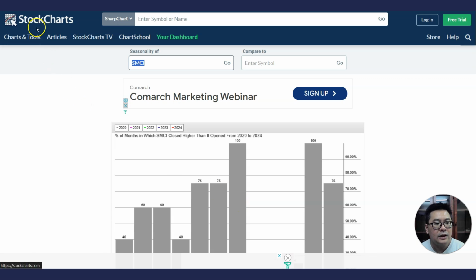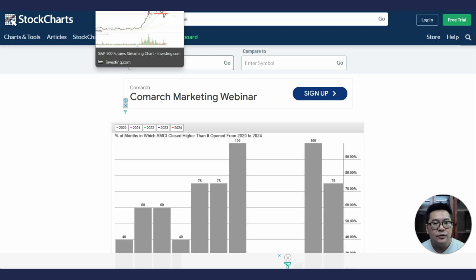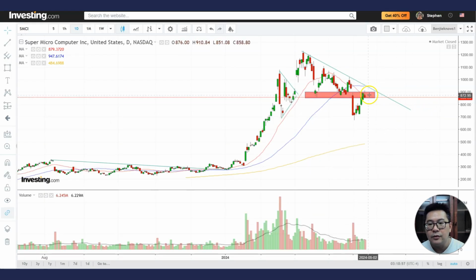You can go to stockschart.com and have a look at it. But with that in mind, we know May, June, July might be good for the stock. Maybe you might want to see it form a double bottom and then trade back up.